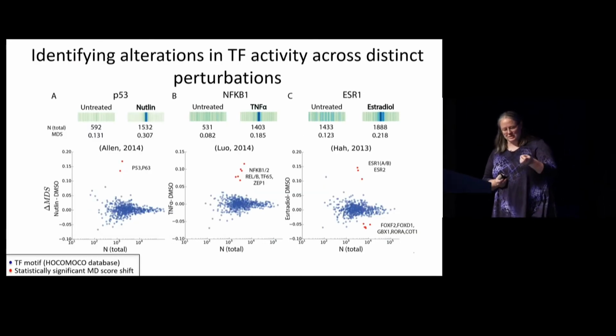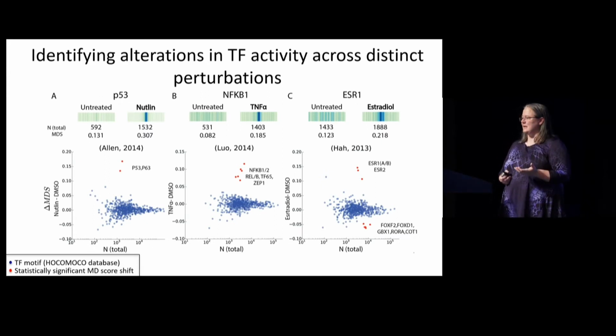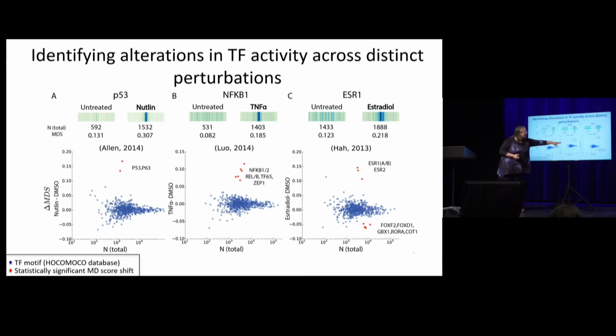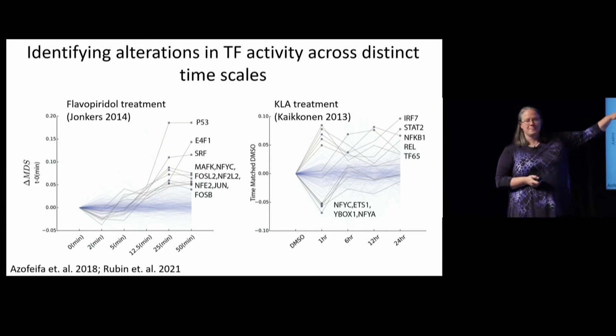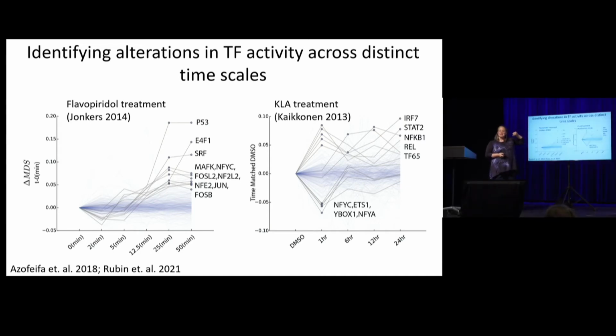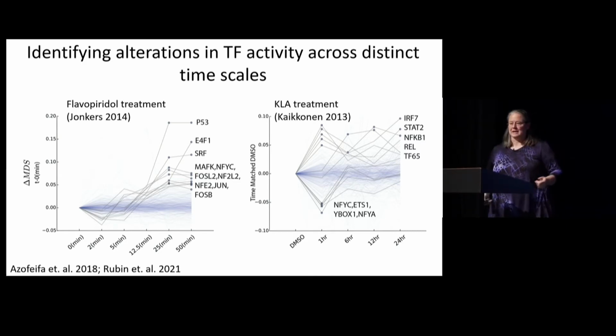You hit them with TNF-alpha, you activate NF-kappa-B, and you see the 5 subunits of NF-kappa-B. You hit them with estradiol, you activate the estrogen receptors. It works very fast. If I hit them with flavopiridol, which is actually a transcriptional inhibitor, within 12 minutes I can detect that P53 has come up in many other transcription factors, and it works over time.